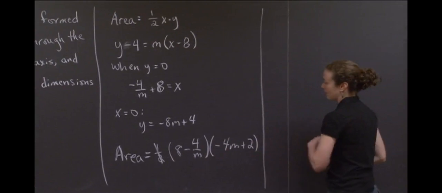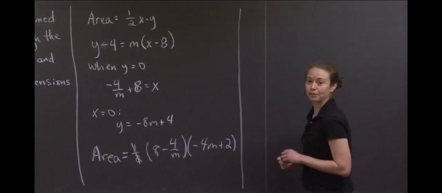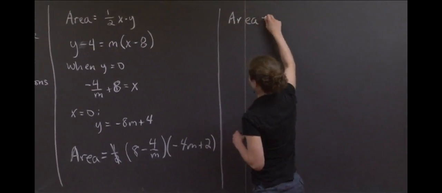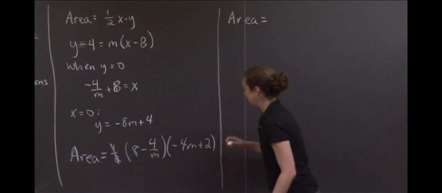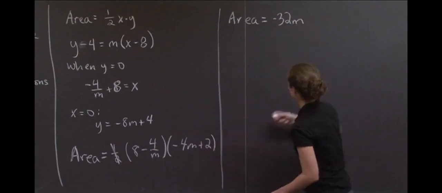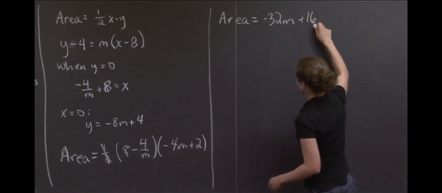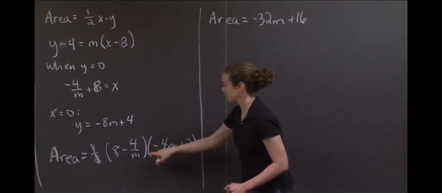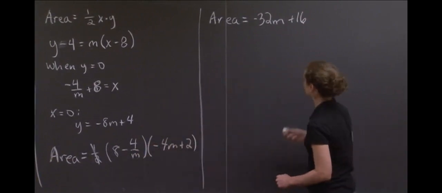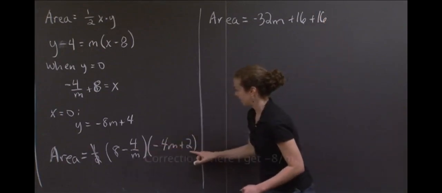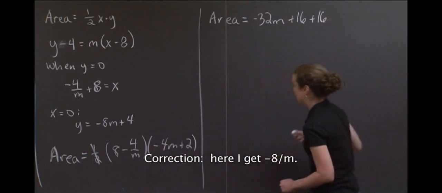So this is, maybe to simplify first, let's multiply through. This is just a little bit of algebra, really quick. 8 times 4 is 32, so I get negative 32m plus 16. And then here, negative times a negative is a positive. 4 times 4 is 16. M divided by m, I just get 16. And then here, I get negative 8m.